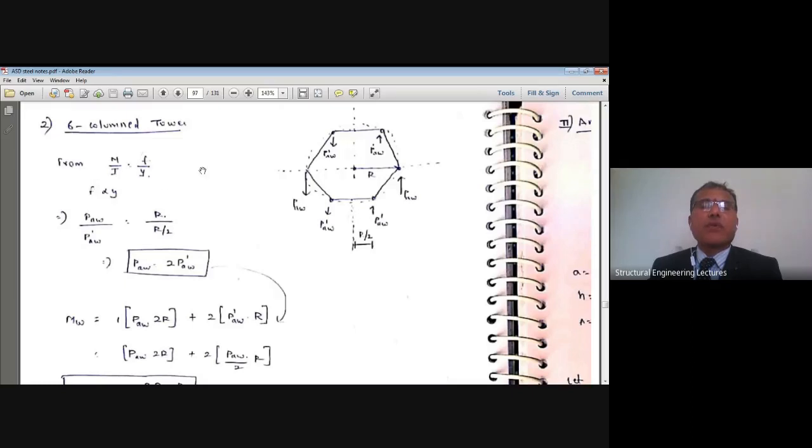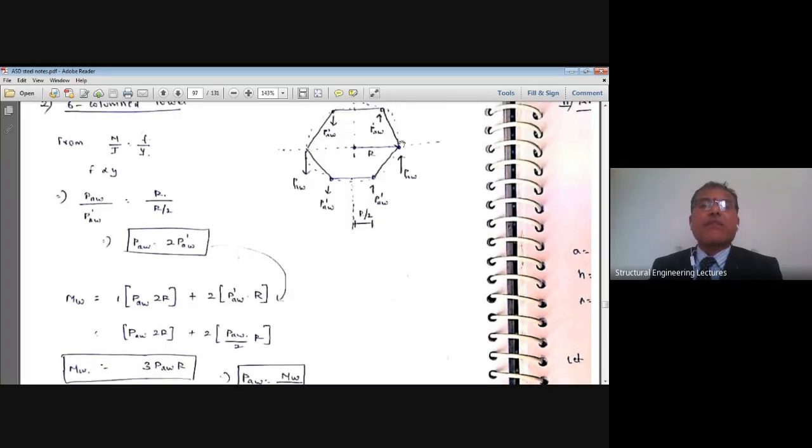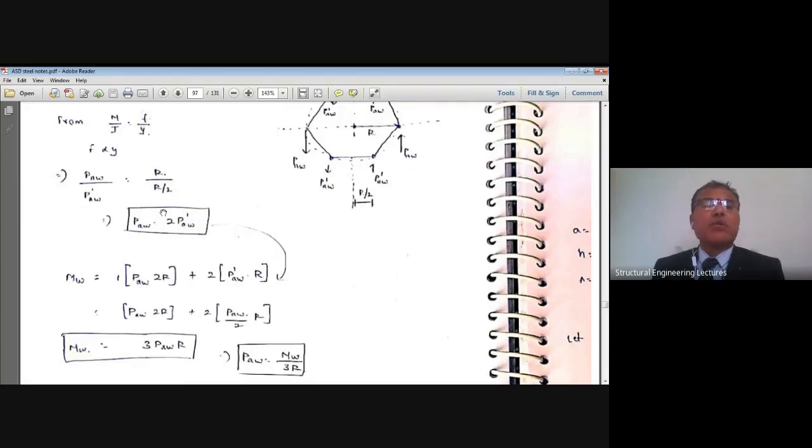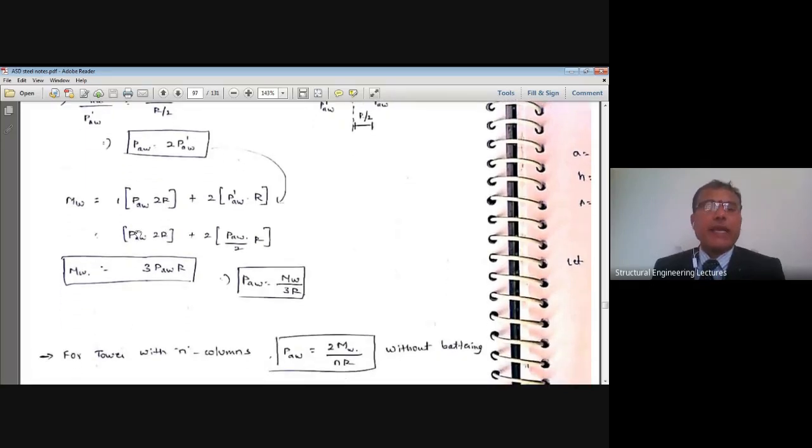Therefore, I'll take the ratio of equations 1 and 2. Hence, I can write P_AW divided by P_AW prime is equal to R by 2. That gives the resistance offered by these internal columns as twice that of the exterior columns. Actually, everything is exterior, lying away from the CG axis. The P_AW offering resistance are perfectly lying along the CG axis, right? That is how P_AW is equal to 2 multiplied by P_AW prime. That is the relation between these two load carrying capacities.